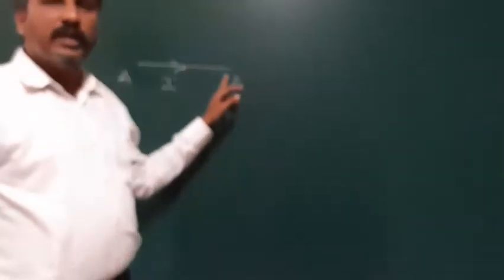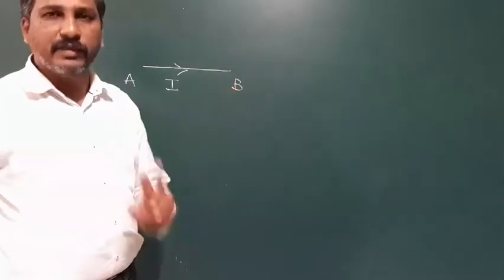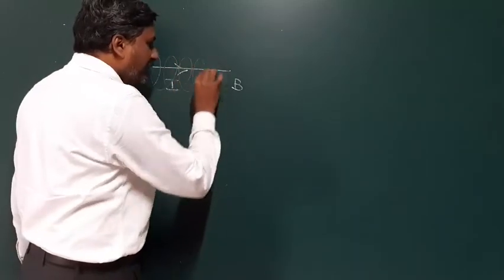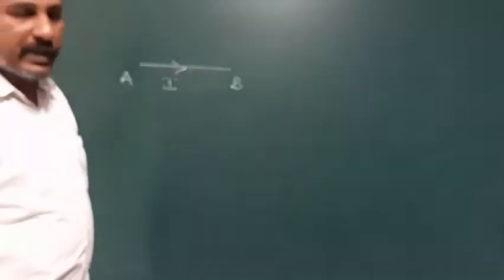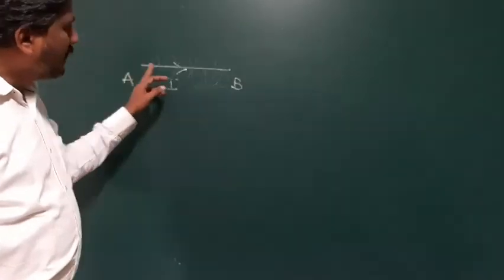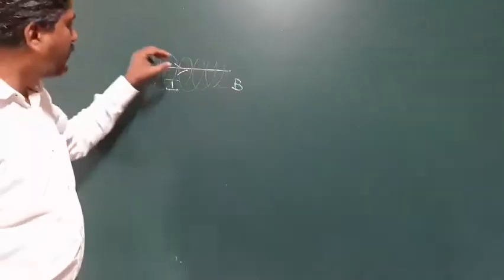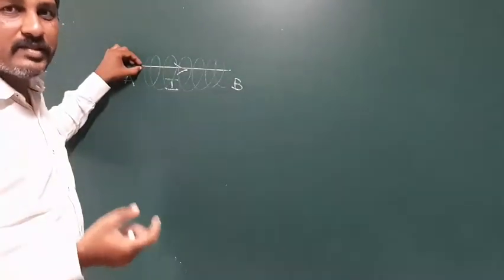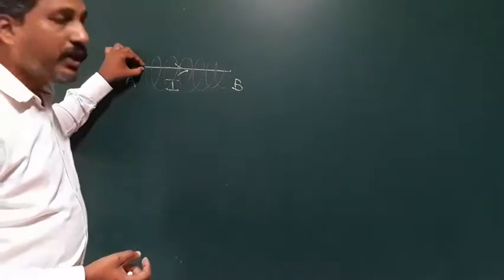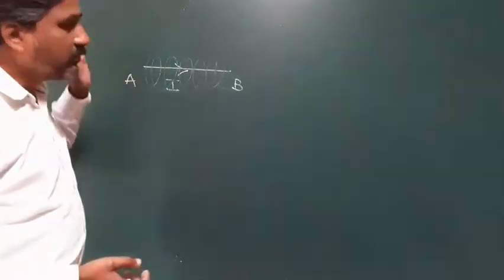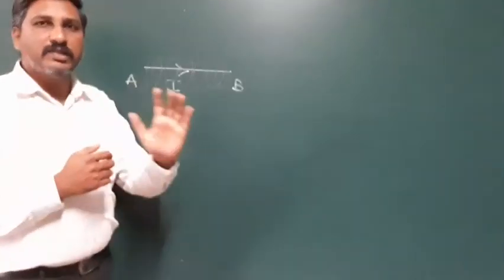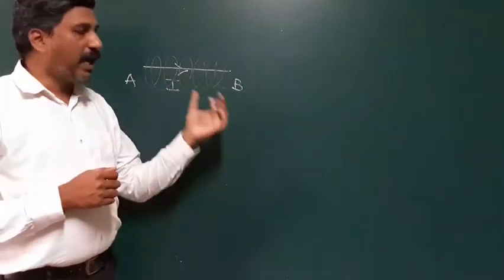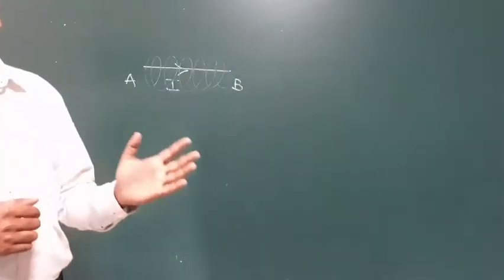When current is flowing through the conductor, we observe two effects. One is that a magnetic field is produced around the conductor. The second is that the temperature of the conductor increases, or some quantity of heat is produced, meaning heat is developed. So the first effect is heat, and the second effect is that a magnetic field is produced around the conductor.